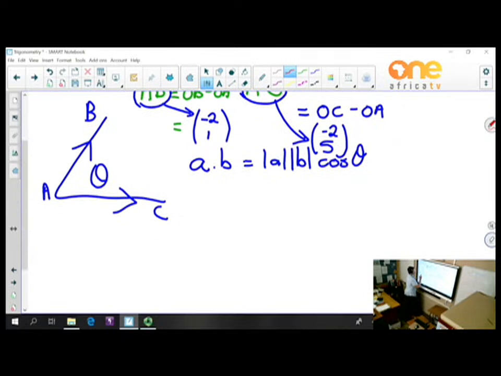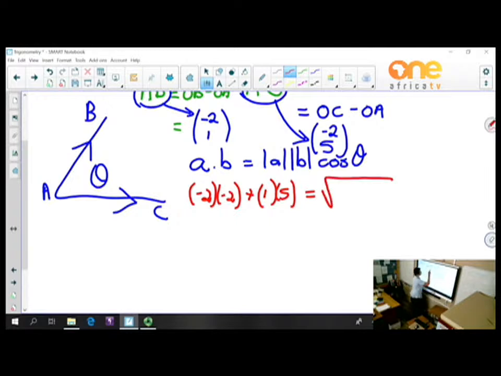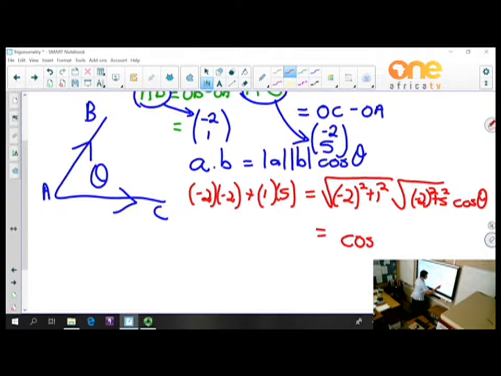Here are the two vectors we are working with. So A dot B is i times i, negative 2 times negative 2, plus j times j, 1 times 5, is equal to the magnitude. The magnitude is the length, it's always Pythagorean, so it's negative 2 squared plus 1 squared, and then I multiply it with negative 2 squared plus 5 squared, cosine theta. So we want to find cosine theta. This is the purpose. We want this angle here.